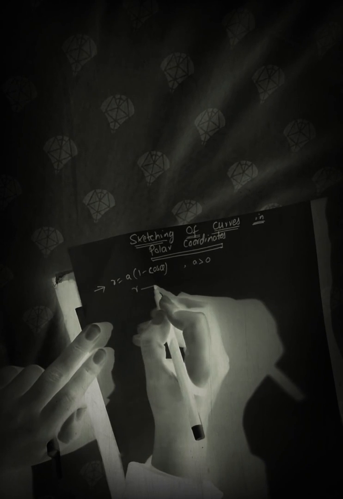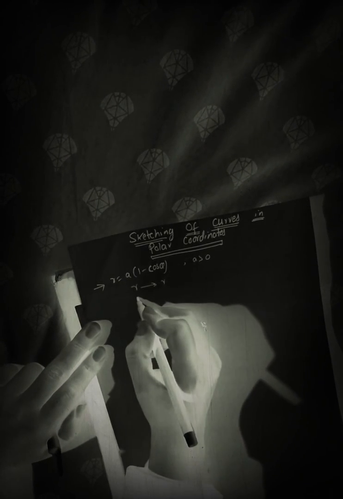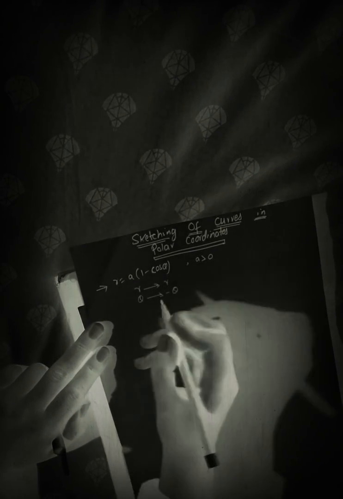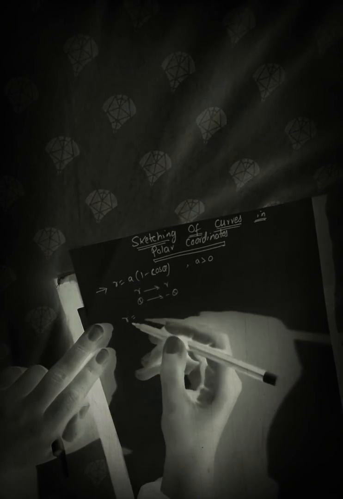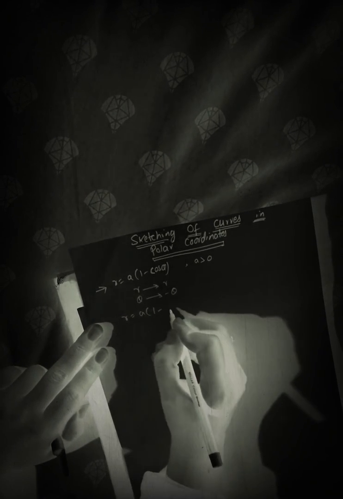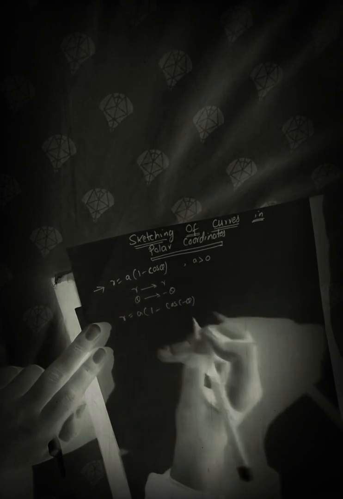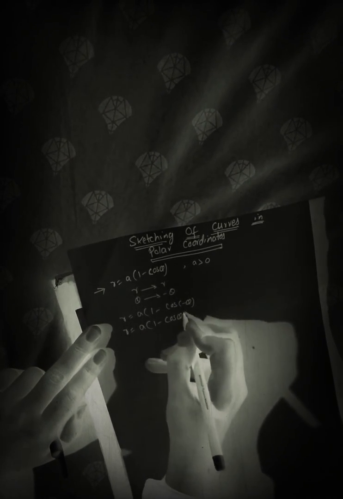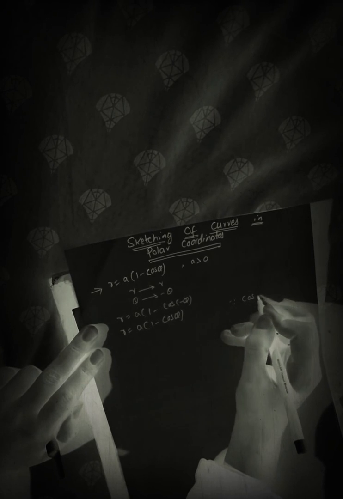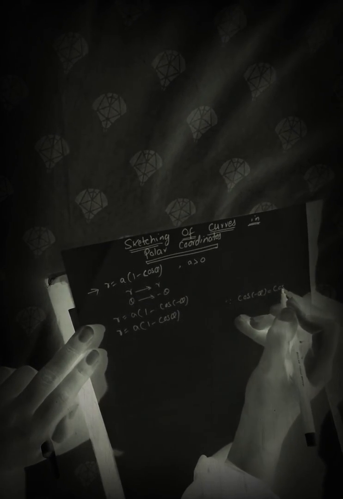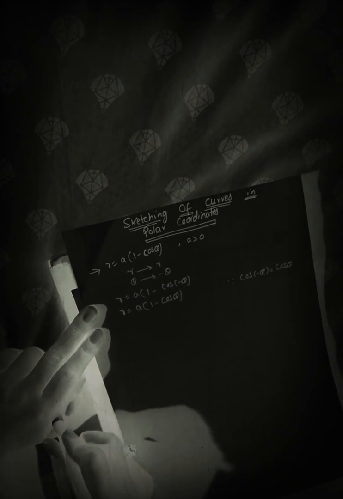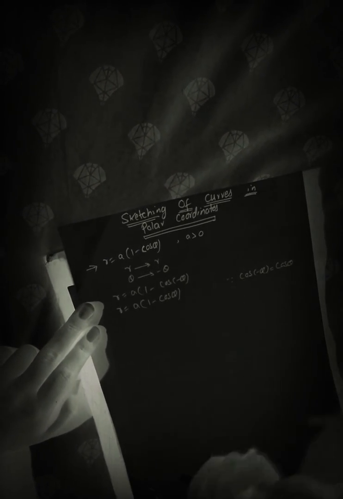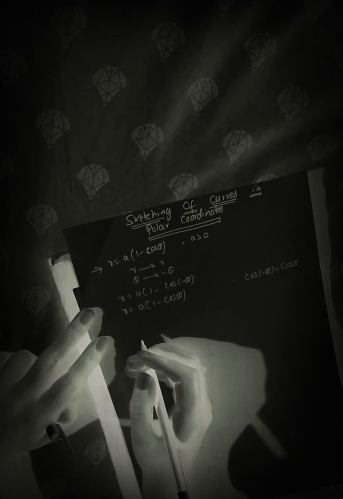Replace r with plus r, and theta with minus theta. When I replace this value in here, I get a(1 minus cos minus theta), then a(1 minus cos theta). Since cos minus theta is equal to cos plus theta, it means the curve is symmetric because the equation remains the same. Let's choose some values.